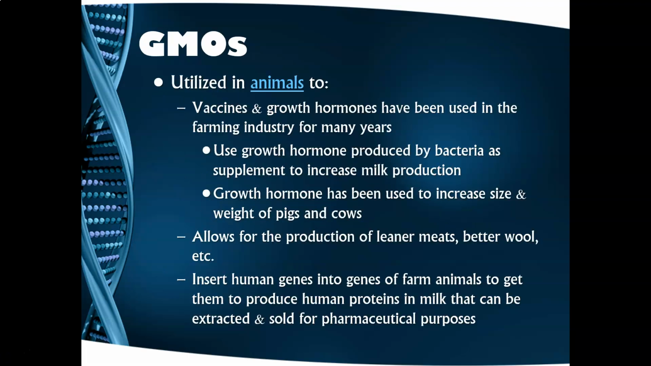We can also use GMOs in animals, and once again, this is often done a lot to our livestock, right? So beef, cattle, pigs, chickens, that kind of thing. One of the things, obviously, is to just get a bigger animal, leaner meats. Maybe if we're talking sheep and wool for certain products, that could be a thing. But we also do use GMOs for things like producing vaccines and growth hormones. That growth hormone produced by bacteria can then be used as a supplement to increase milk production, growth hormones to just increase the overall weight and size of the animals.